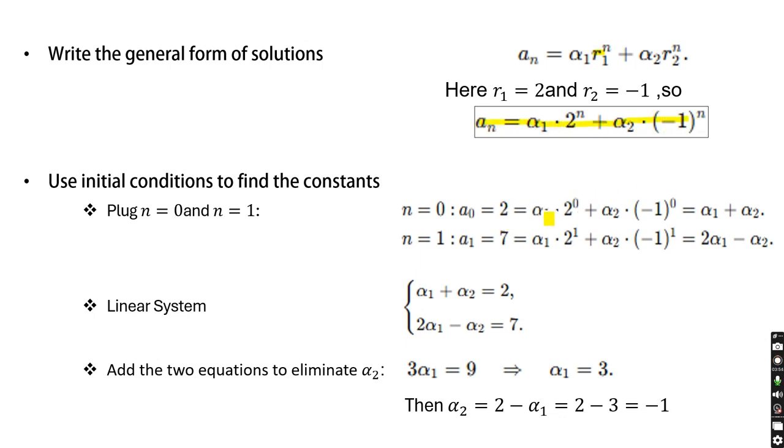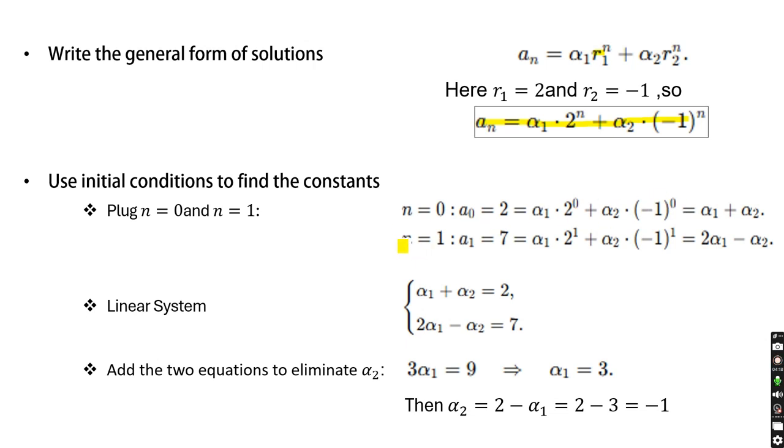So we have a1 times 2 and the value of n is equals to 0. So 2 raised to the power of 0 plus a2 times negative 1 raised to the power of 0. So we have a1 plus a2 because any number raised to the power of 0 is equals to 1.